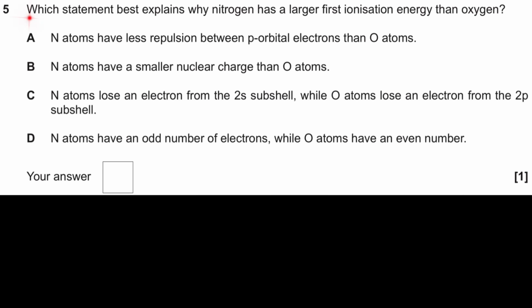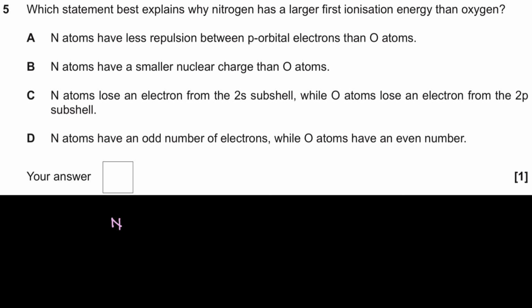Question 5. Which statement best explains why nitrogen has a larger first ionization energy than oxygen? So A, nitrogen atoms have less repulsion between p orbital electrons than oxygen atom. Well, in order to answer this question, we need to write down the electron configuration for both atoms.